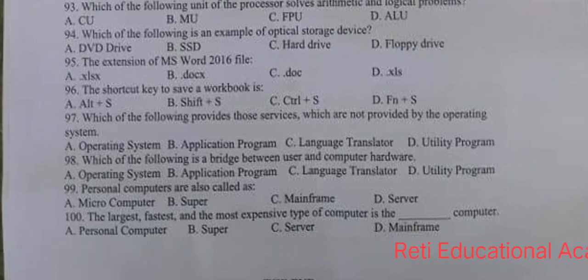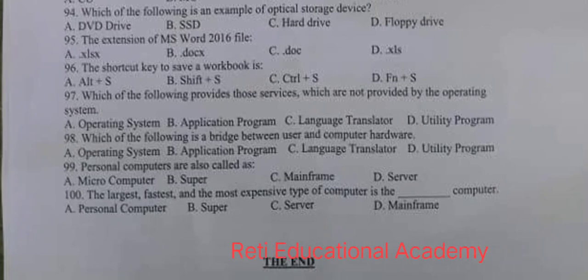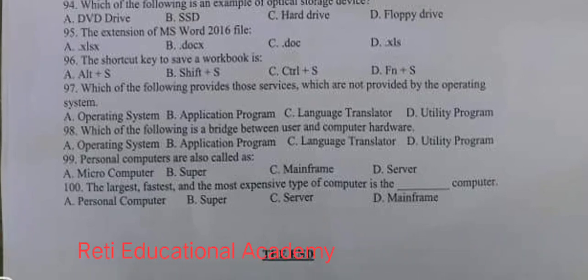Question number 98. Which of the following is a bridge between user and computer hardware? A. Operating system, B. Application program, C. Language translator, D. Utility program. And the correct option is A. Operating system.